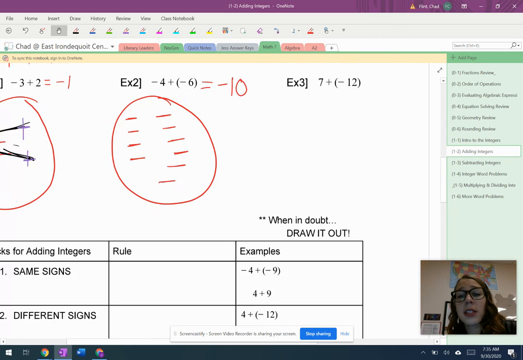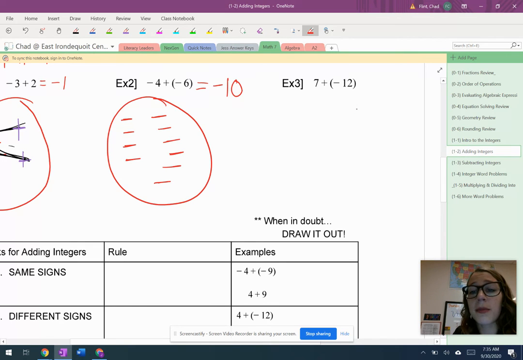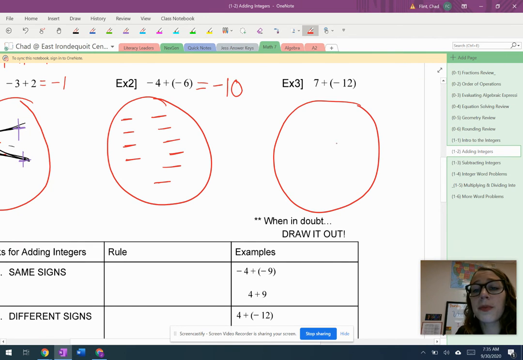And one last example, example 3 here. Same thing, I'm going to start with my little universe bubble. So here I have +7 I'm starting off with, so I'm going to start with 7 plus signs. 3, 4, 5, 6, 7. And then plus -12, 12 negative signs. 1, 2, 3, 4, 5, 6, 7, 8, 9, 10, 11, 12.